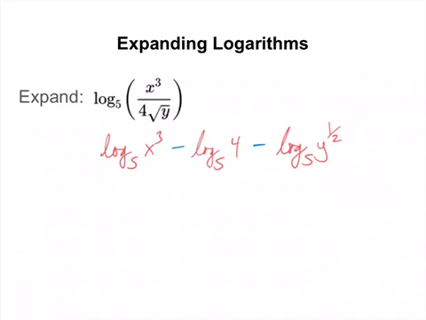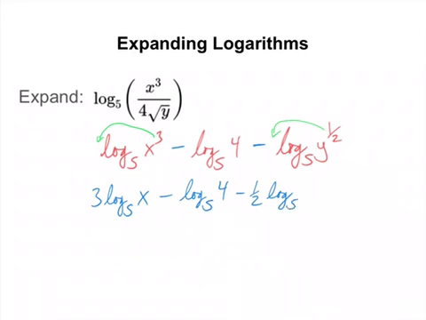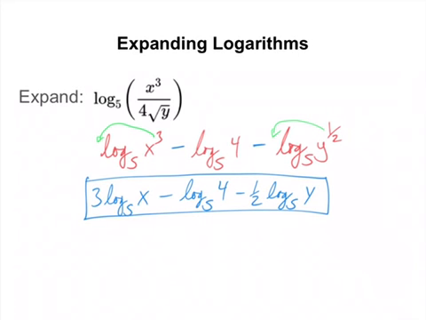All right, next step would be anything that is a power can come and jump in front. So those two will simply jump in front, leaving us 3 log base 5x minus log base 5 4, that one doesn't really simplify, minus the 1/2 goes in front of log base 5y. That right there is an expanded version of this. Remember, if it's on the top, it's a positive. If it's on the bottom, it was minus. Any powers can go in the front of the log.